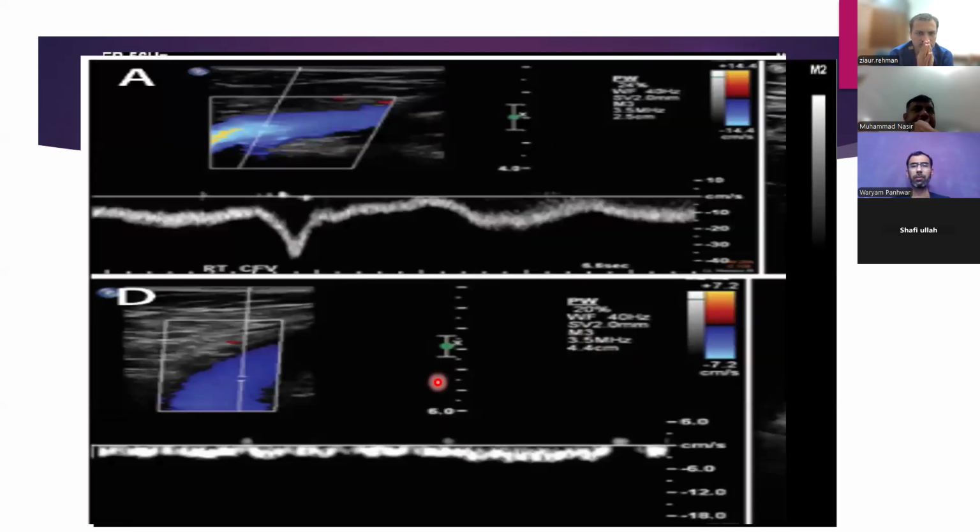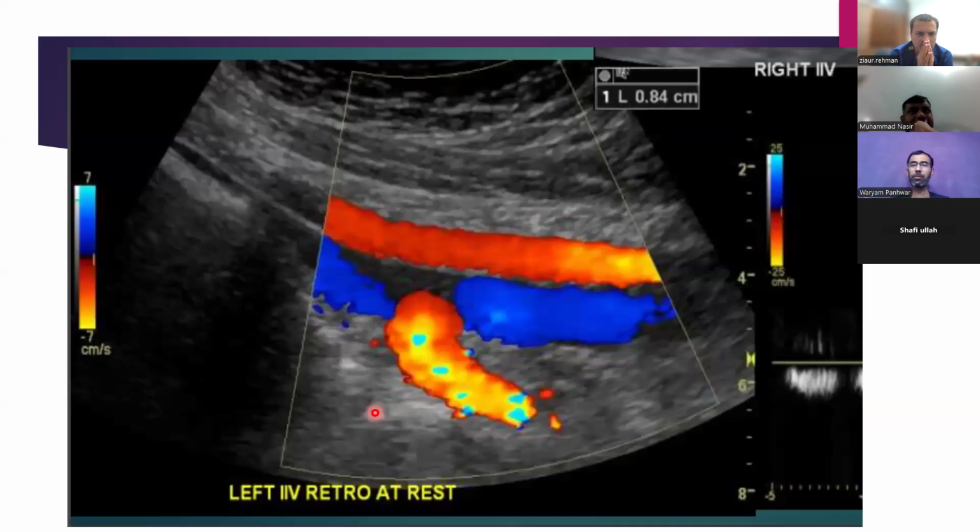So you see, when we compare, for example, this is the normal leg with the phasic variation with respiration. But here there is uphill occlusion in the iliac vein. So in the common femoral vein, you see only the monophasic flow. There is no phasic variation. This is indirect, meaning an indicator of some stenosis or some occlusion high up in the iliac veins.